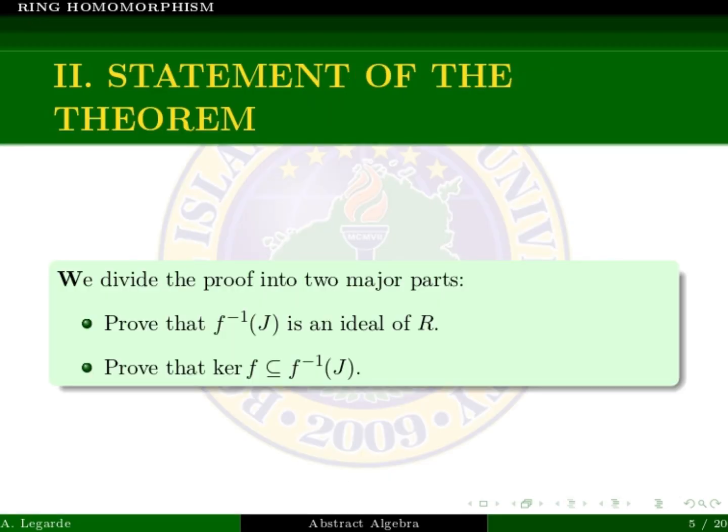To prove the theorem, we divide the proof into 2 major parts. First, we prove that the inverse image F inverse of J is an ideal of R. Second, we prove that the kernel of the homomorphism is contained in the inverse image, meaning the kernel of F is a subset of F inverse of J.